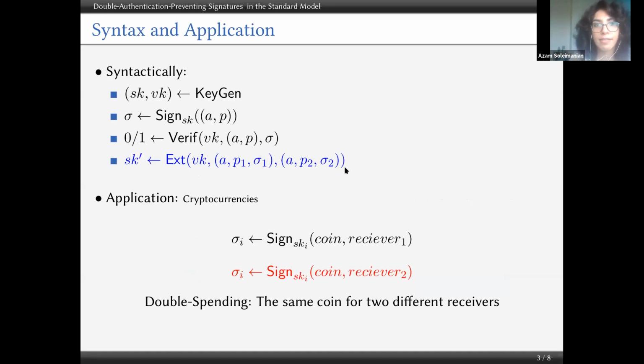So you can say that syntactically it's similar to a digital signature, but it also has this extra algorithm, the extractor, which can extract the signing key from malicious messages. And in terms of application, it can be used, for example, in cryptocurrency when a malicious sender tries to sign the same coin for two different receivers. This is called double spending, which should be avoided. It's very dangerous.